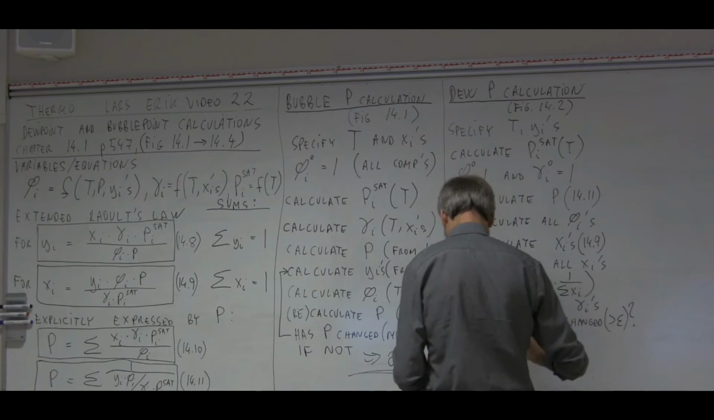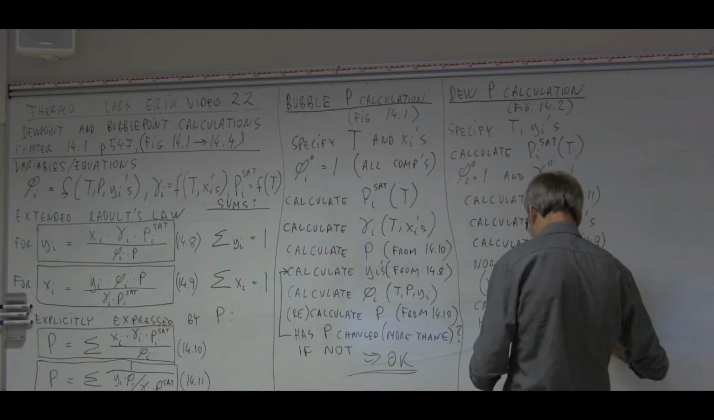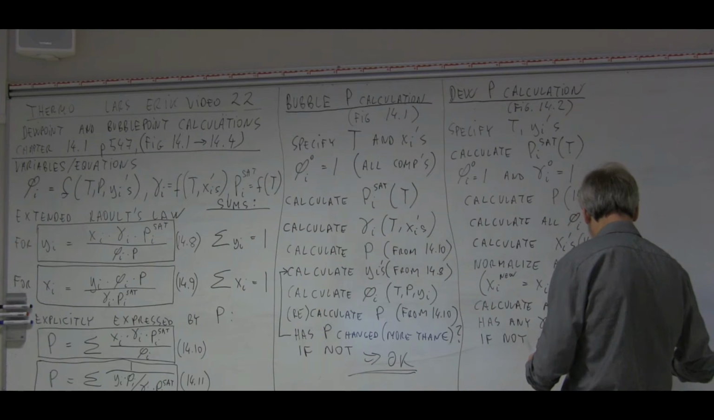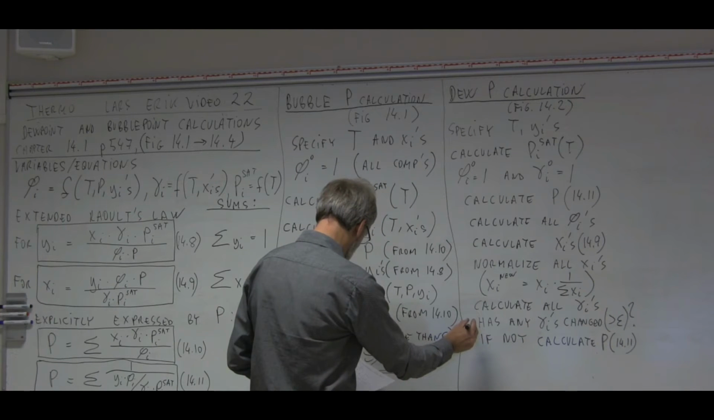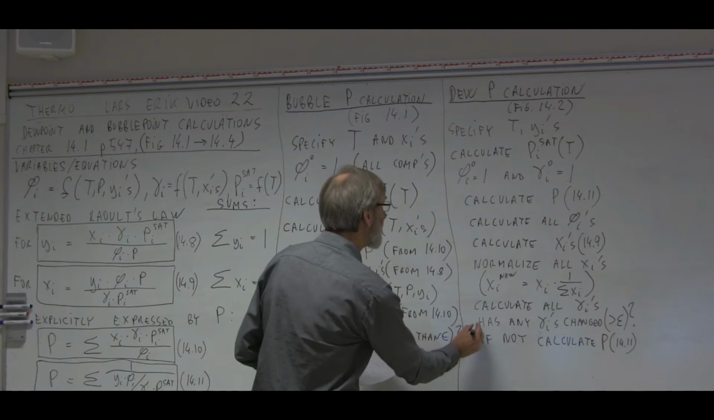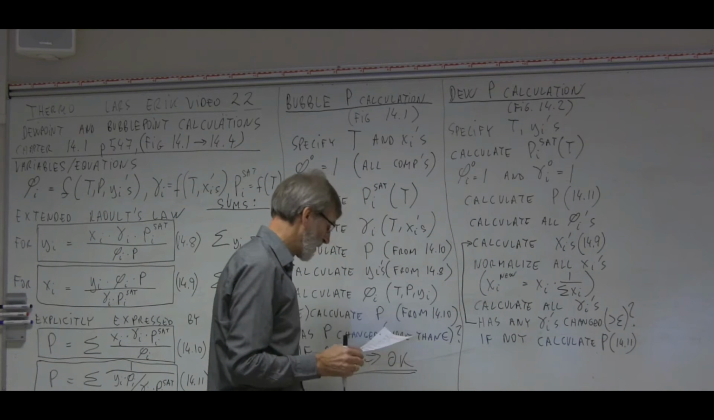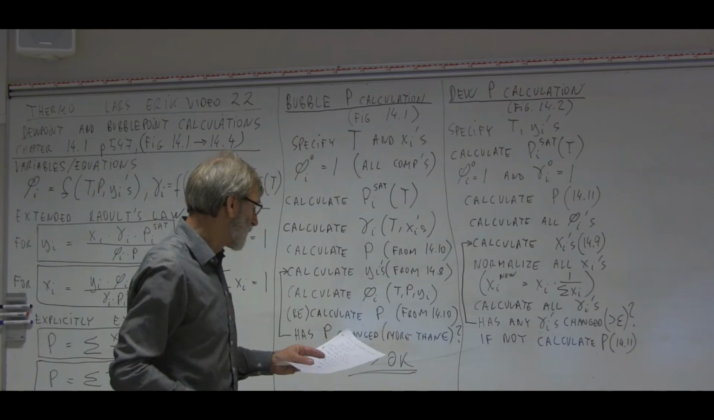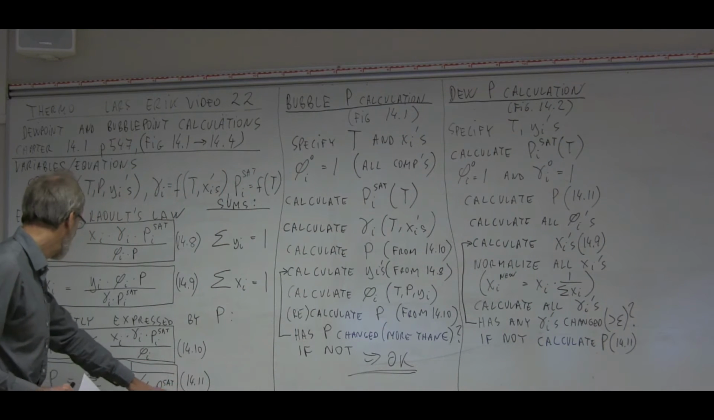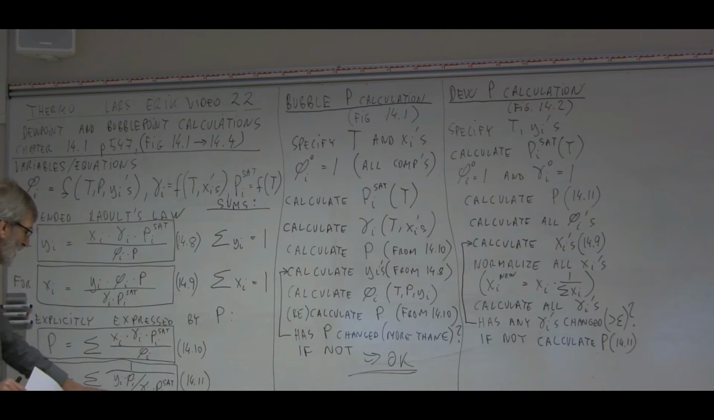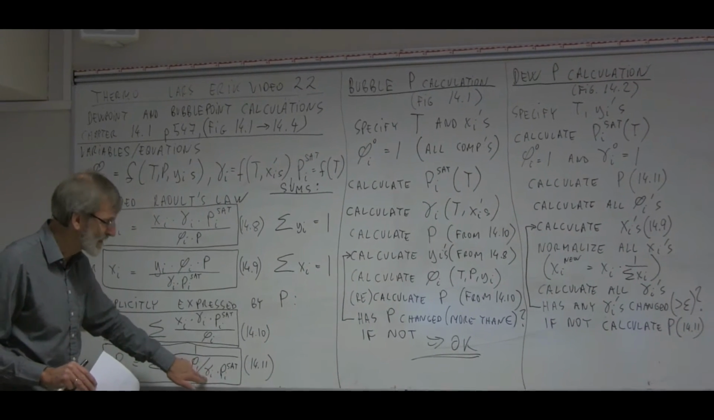If not, calculate the pressure from 1411. If it has changed, then we have to go back and recalculate the x's. If not, we calculate the pressure by this equation, now with updated fugacity coefficients and activity coefficients.